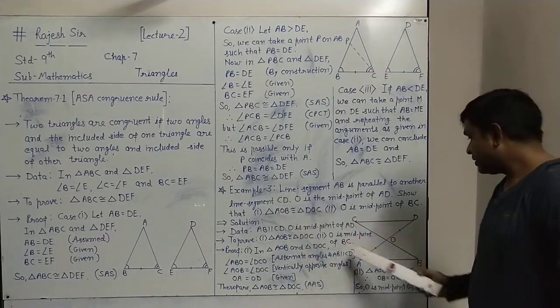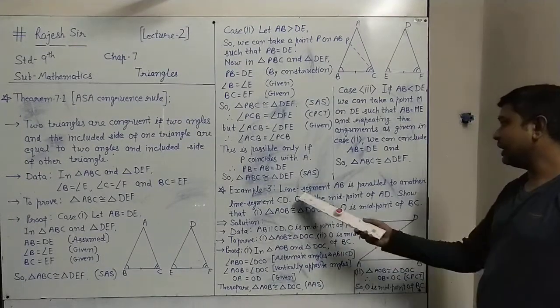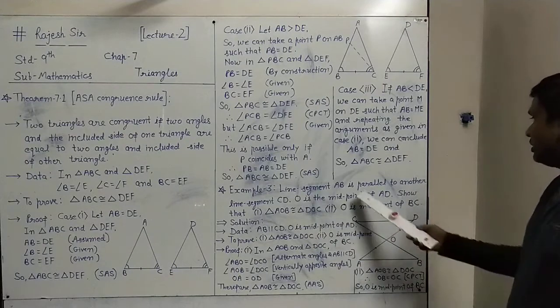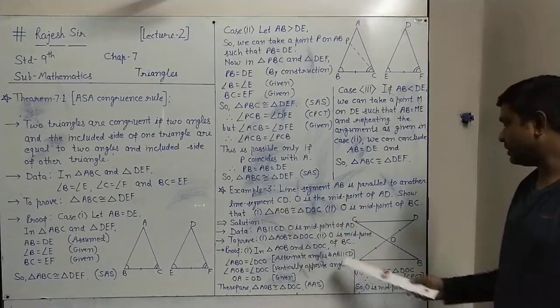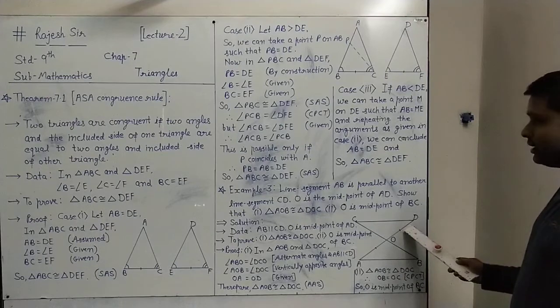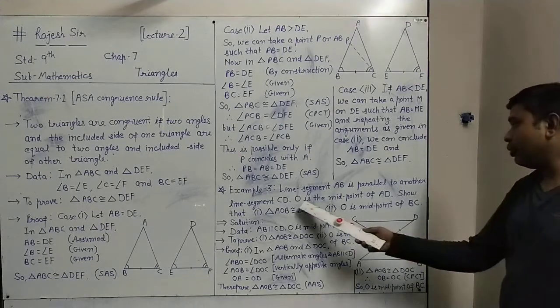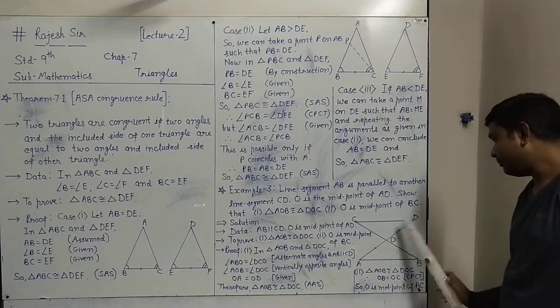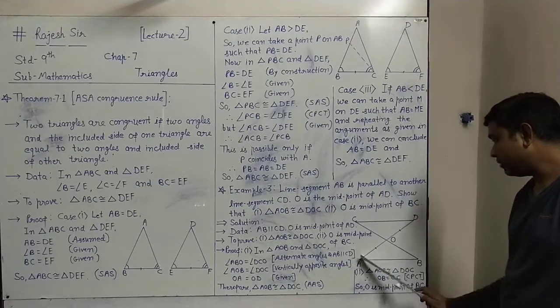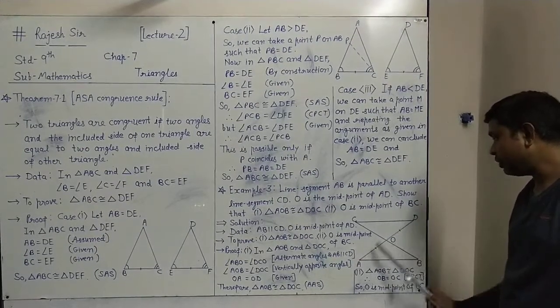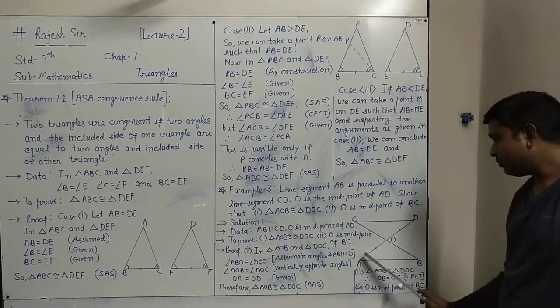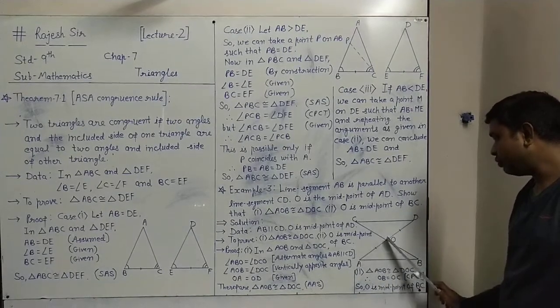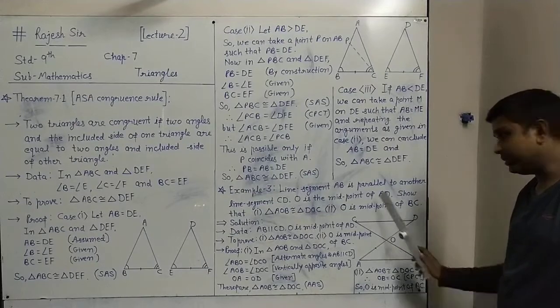In example 3, the figure is given this way: line segment AB is parallel to another line segment CD. AB and CD are parallel lines. O is the midpoint of AD. That's why here we have shown OA equals OD, because O is the midpoint of AD. These parts OA and OD will be equal because O is given as the midpoint.